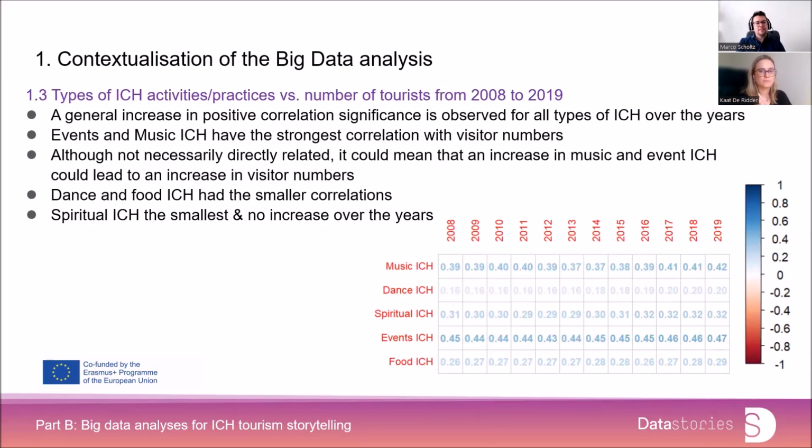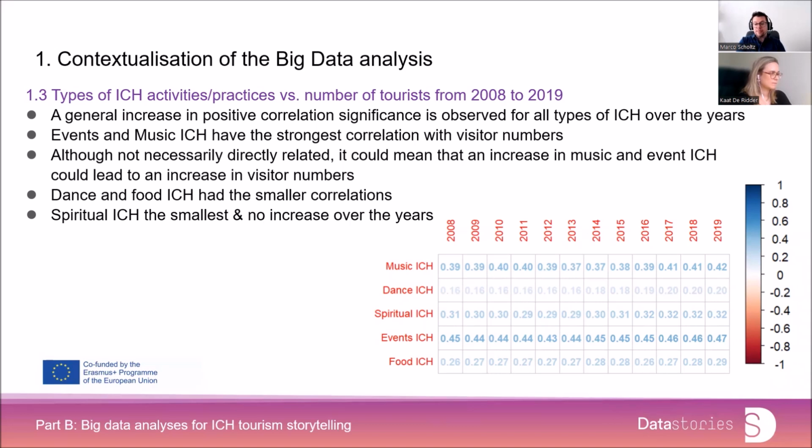Then the third one, types of ICH activities or practices versus the number of tourists from 2008 to 2019. Here, the different types of ICH, according to the data sets, were categorized into different terminologies. These are not necessarily the terminologies used by UNESCO, but this is how the data turned out. So we have music ICH, dance, spiritual, events, and food.